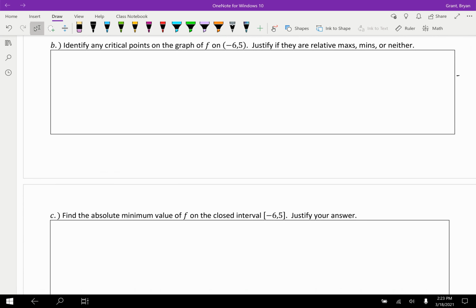A friendly reminder, critical points of a graph, in this case the graph of f, are found by determining where f prime, or the derivative of the given equation, is equal to 0, or where f prime does not exist. And you need to look at both. Now, where is f prime equal to 0?